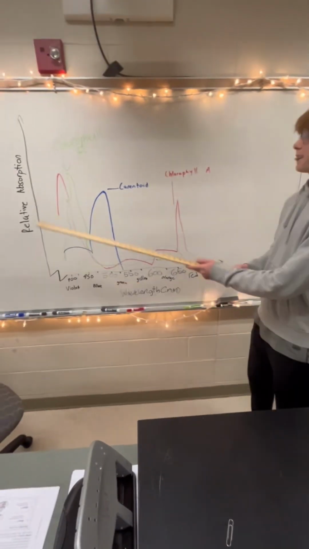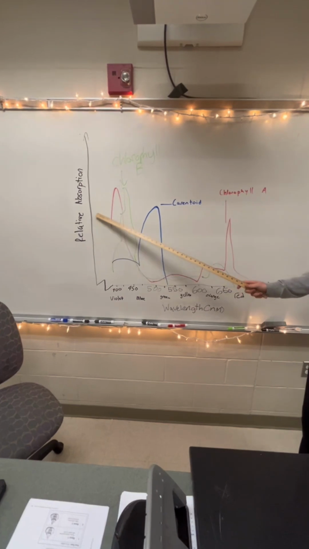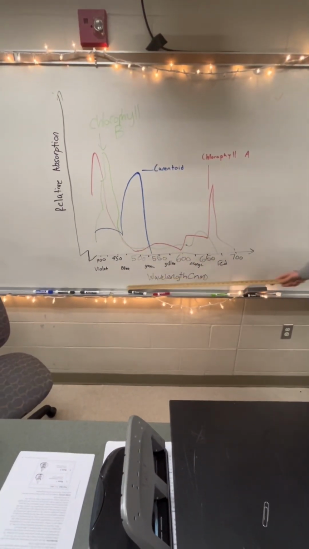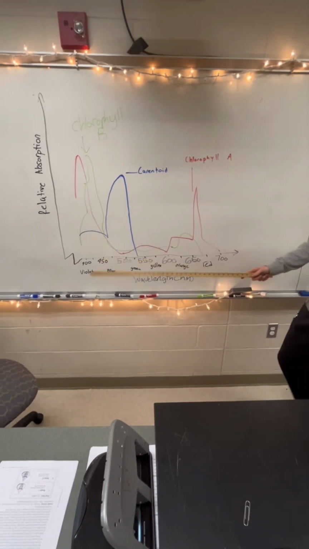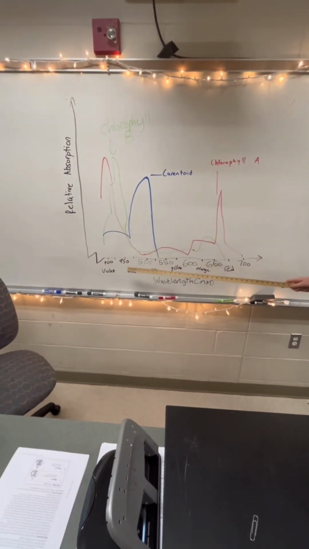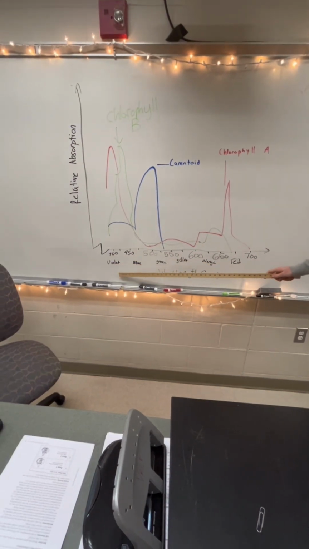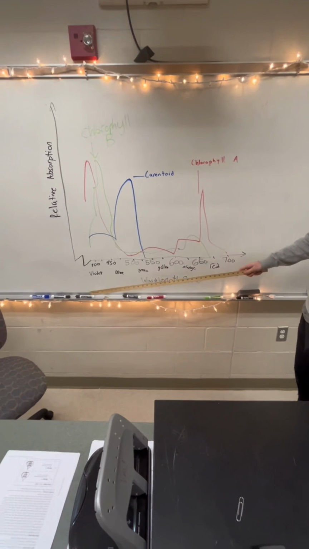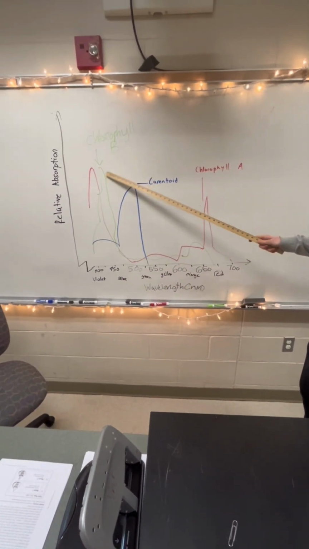On this graph, on the y-axis, is the relative absorption of a plant, or the pigment. On the x-axis is the wavelength, or the light energy. As seen in our first pigment, chlorophyll B, it absorbs a lot of light energy from violet and blue, which are lower wavelengths. So as seen, lower wavelengths equals higher energy.